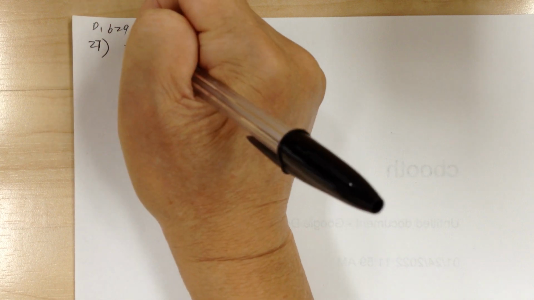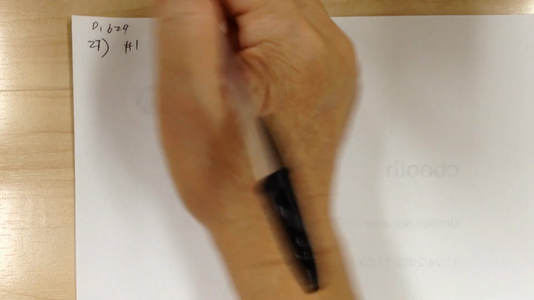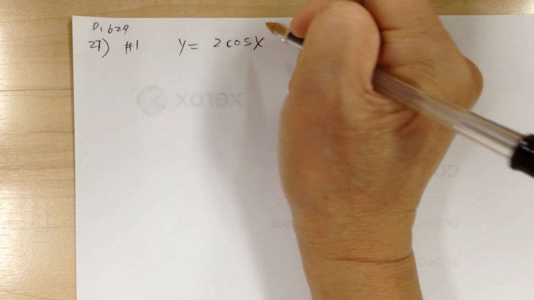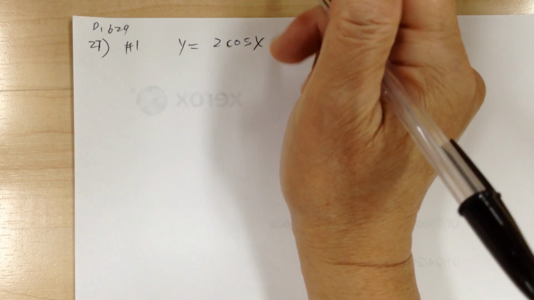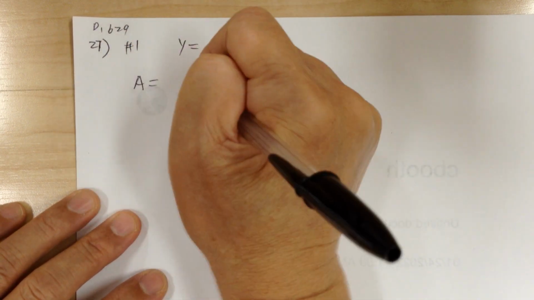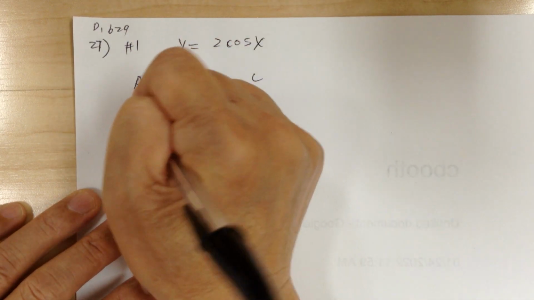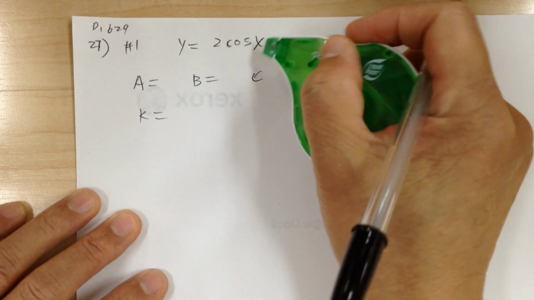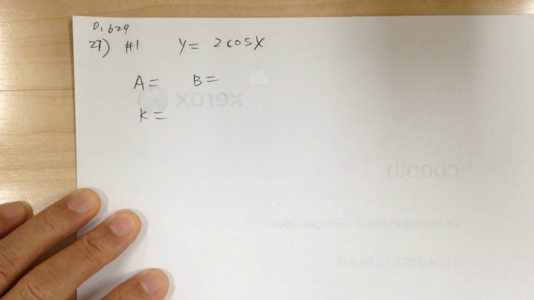So number 27, you have to graph number 1. Okay, so y equal to 2 cosine x. Again, you want to get your a, b, c, k. Let's not even worry about the c anymore, because for this class, there's no c. It's always made with a 0.